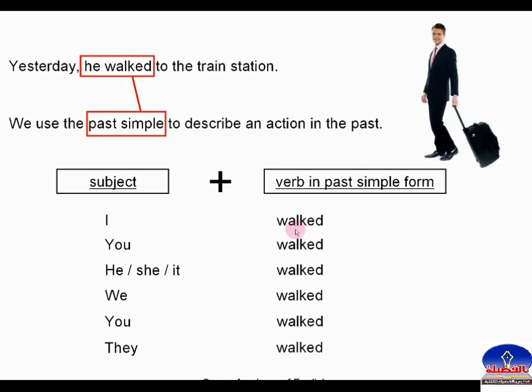All right. Now, walk, this is a regular verb, and with regular verbs, we simply add the letters ed to the base verb. All right, so if it is a regular verb, we simply add ed to the verb. Now let us look at the past simple form for other verbs, because not all verbs are regular.